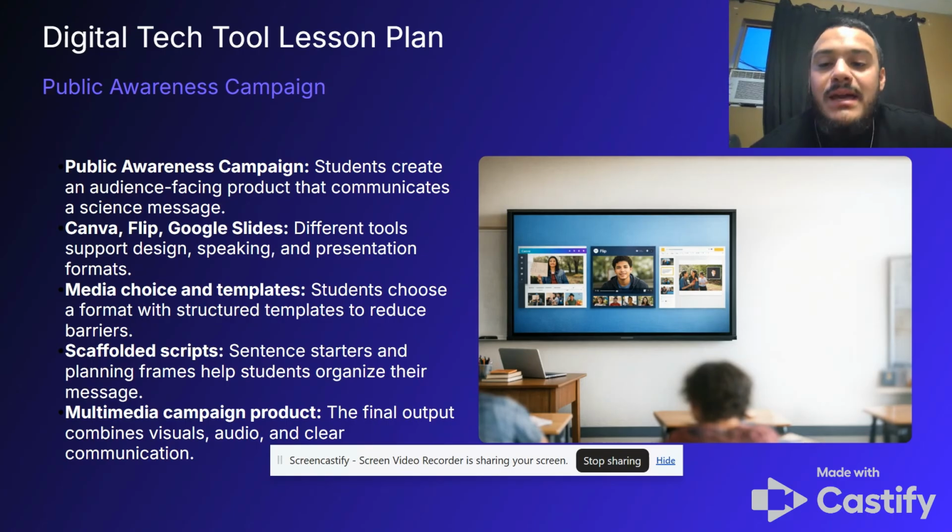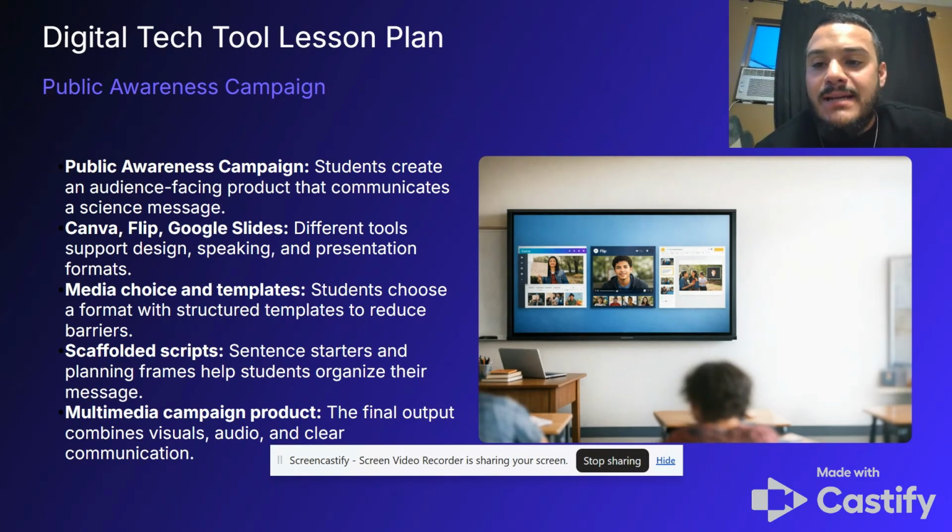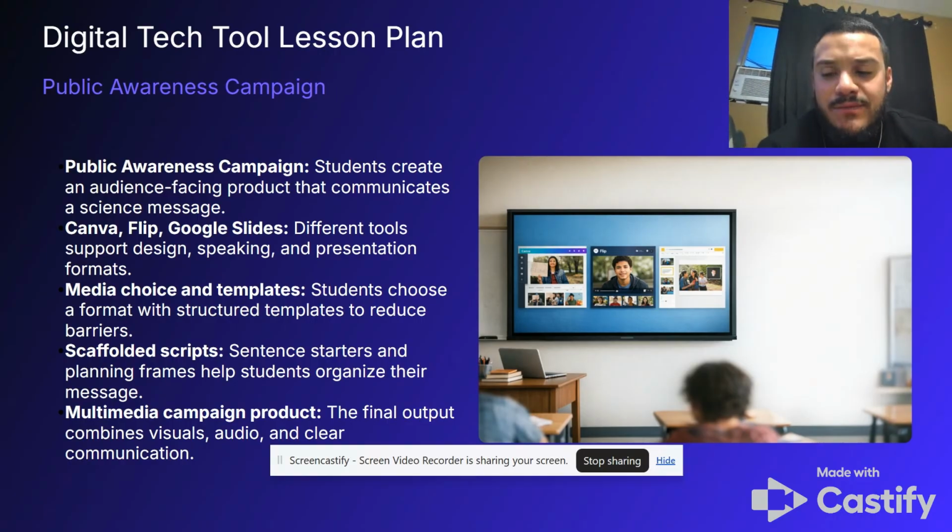Public awareness campaign. Students create an audience-facing product that communicates a science message. Canva, Flip, or Google Slides. Different tools support design, speaking, and presentation formats.